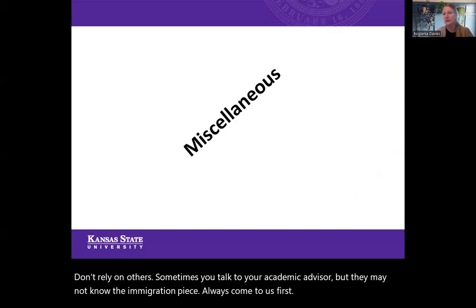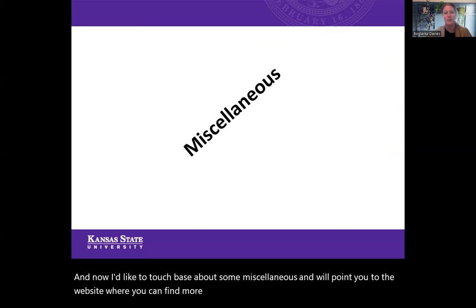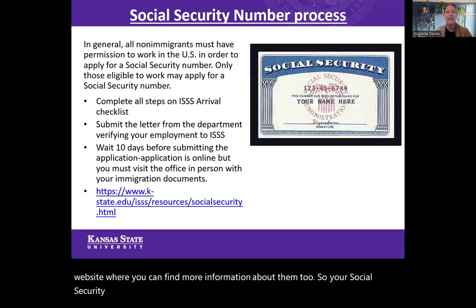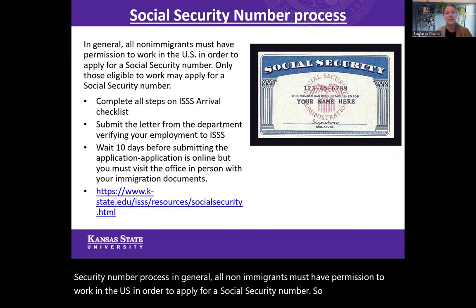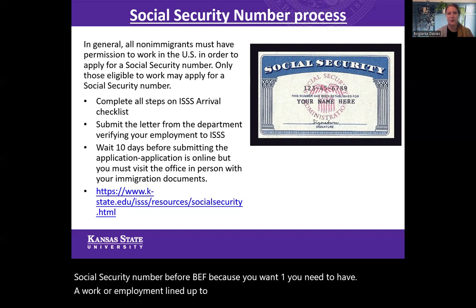And now I'd like to touch base about some miscellaneous topics, and we'll point you to the website where you can find more information about them too. So, your Social Security number process. In general, all non-immigrants must have permission to work in the US in order to apply for a Social Security number. So you can't just get a Social Security number because you want one. You need to have work or employment lined up to apply for a Social Security number.